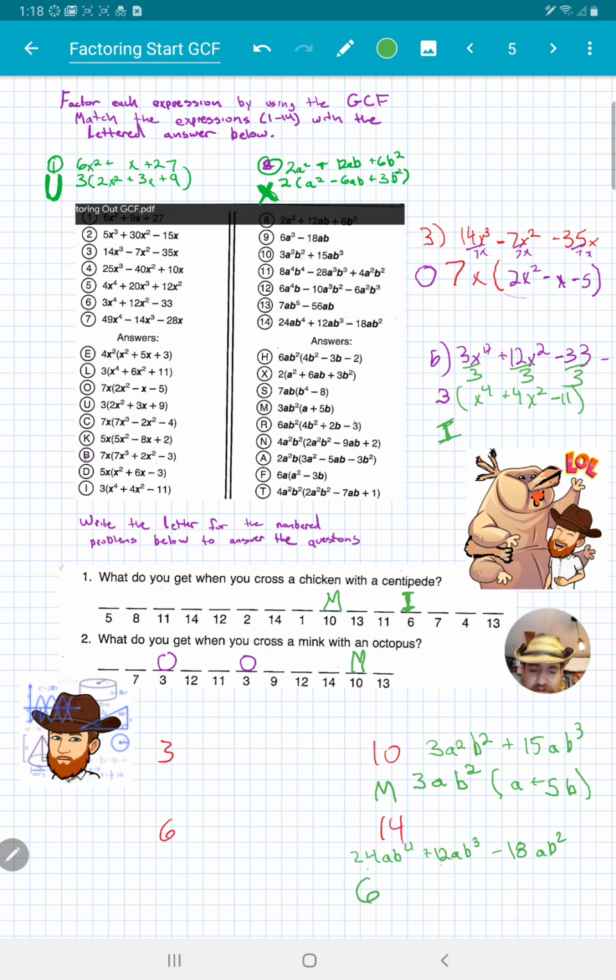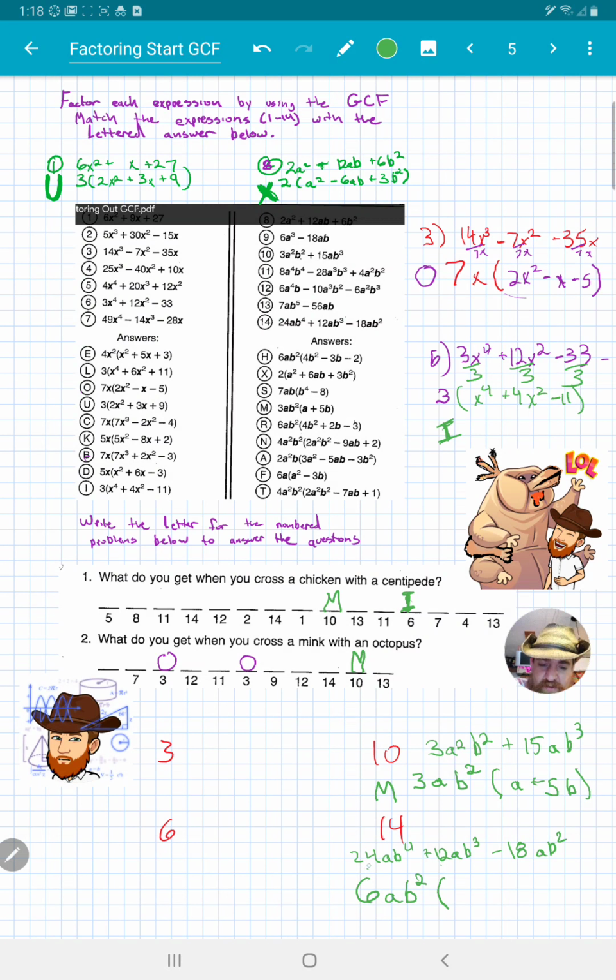Now the variables. Looks like we have an a in all those, to the first power in all of those terms. So a is definitely part of my GCF. And then we have b's in all of them. They have different powers on them though. We want to get the lowest power of b, which is power of 2, b squared. That's part of my GCF. So we should be able to divide that 6ab squared from each one of the terms.